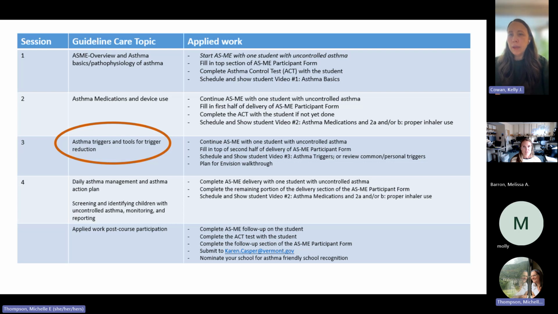So today we're talking about asthma triggers and tools for trigger reduction. And if you're working on applied work with students, we have some suggestions about where to start. It's okay to start anywhere in here, if you're starting with identifying a student to work with doing asthma teaching, or if you're partway through already, this would be to continue asthma self-management education. And this would correlate with a teaching video about asthma triggers and then thinking about an Envision walkthrough for your school. Next slide, and I'll hand over to Melissa.